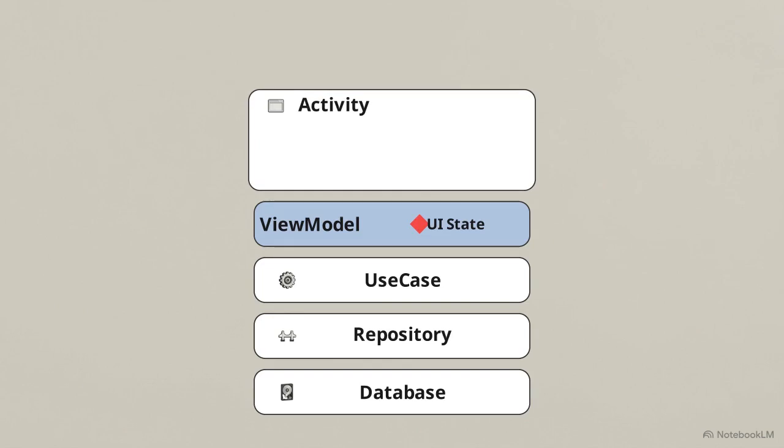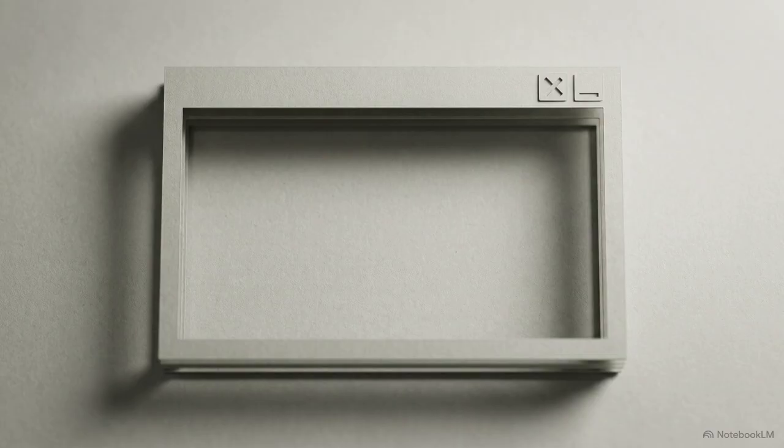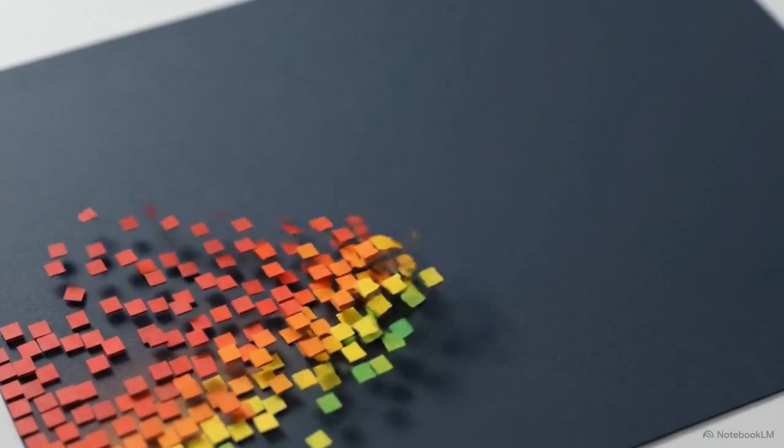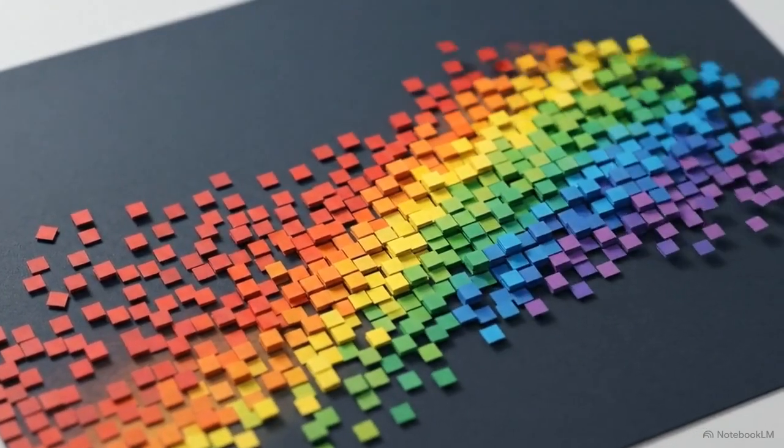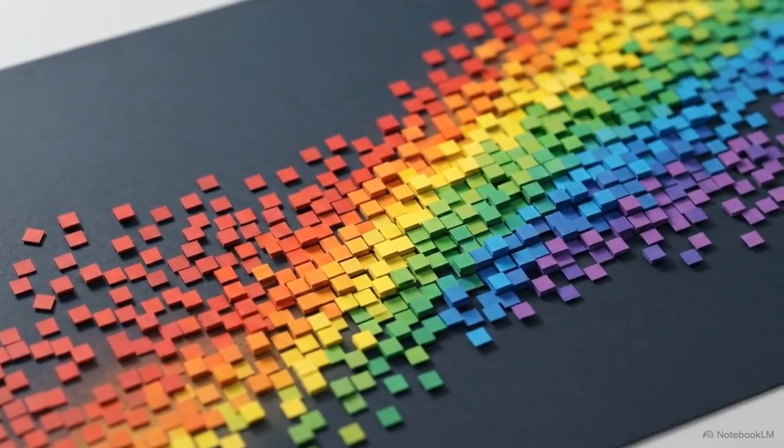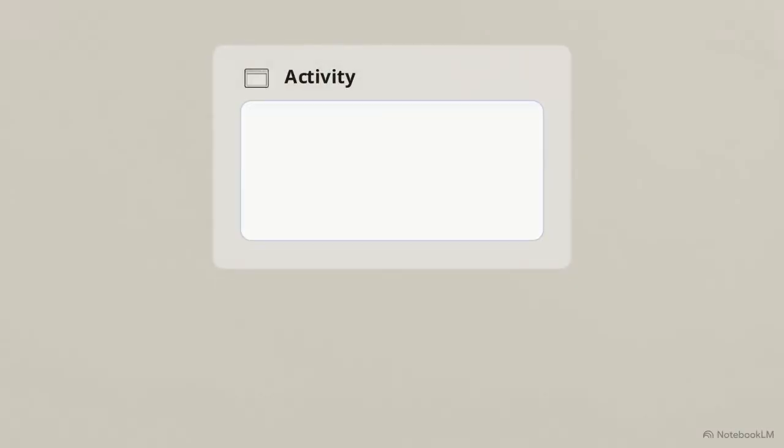This brings us to the top of the stack, where the final 2 presentation components reside. The activity acts as the structural container. It is the system-level entry point that hosts the user interface on the operating system. Nestled within the activity container is the composable. This is the pure execution of the UI layer's primary mandate, responsible for drawing the final pixels on the screen.